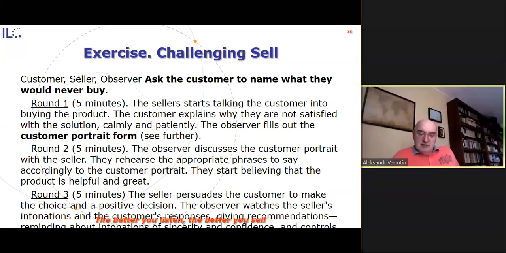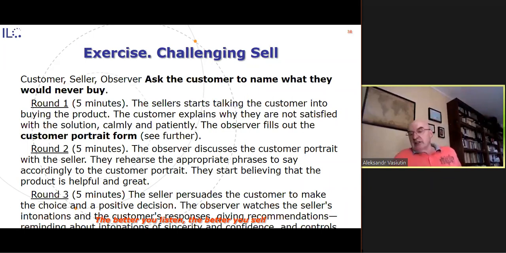And then, round number 3, the salesperson tries to persuade the customer to choose this product. The observer watches the salesperson's tones and the customer's responses and gives recommendations, reminds about intonation of sincerity and confidence, and controls the pace of voice. And look, when we exercise, about 80% of customers eventually buy what they said they would never buy.